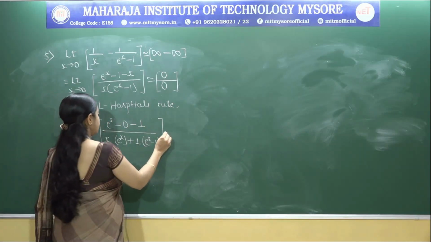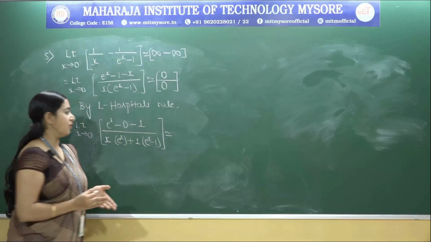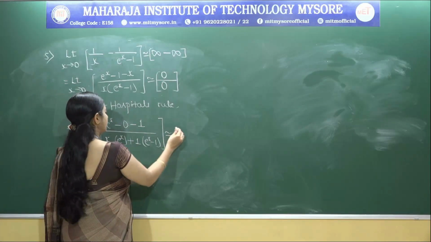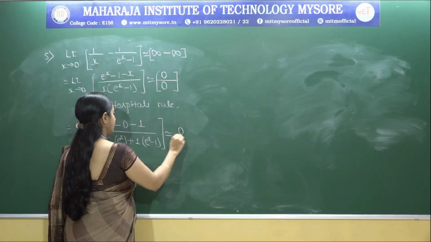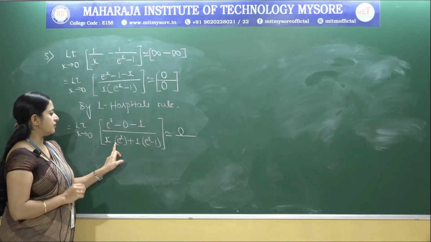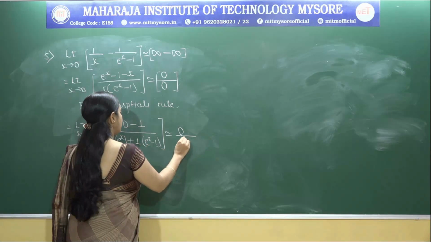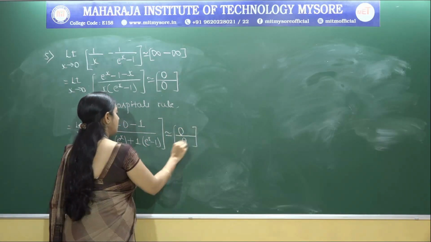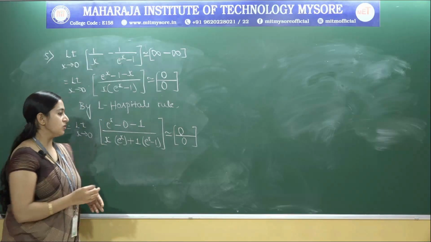Keep the second term as it is. Next, apply the limit once again. Check whether you will get the finite value or not. The first one, e power 0 differentiation, e power 0 is 1, 1 minus 1 is 0, denominator. Here the multiplication x you have, the first term is 0, second term e power 0 is 1, 1 minus 1 is 0. So again it tends to a 0 by 0 form. Again you apply the L'Hospital rule.